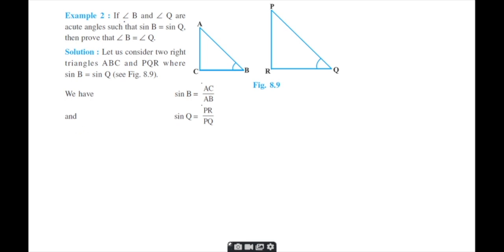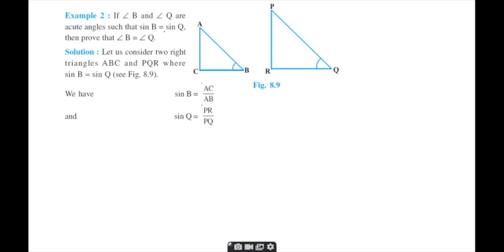Question number 2. If angle B and angle Q are acute angles such that sin B is equal to sin Q, then prove that angle B is equal to angle Q. So here actually figures are not given. So this figure we have to draw.